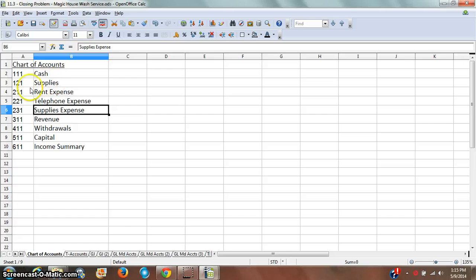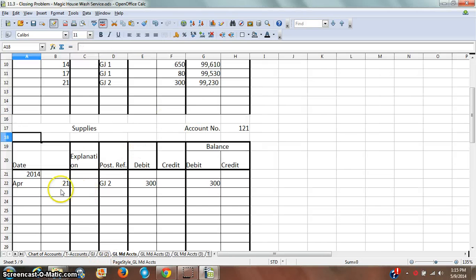So I'll post my supplies to the ledger account. It's account 121, so I'll go there in my ledger. There's supplies, and this is April 30, general journal page 2, credit of $100, and then the balance on that account is reduced to $200. It's the previous balance minus that 100 comes out to $200.